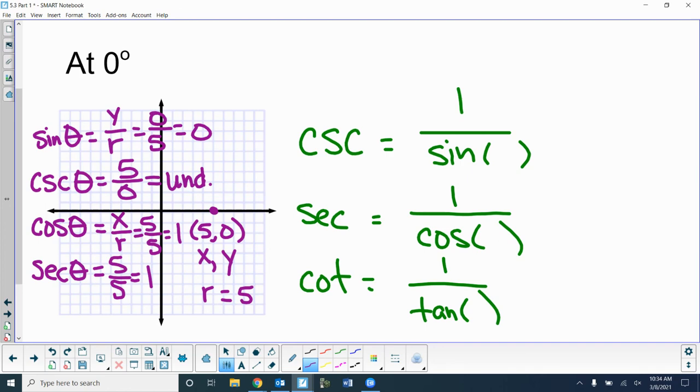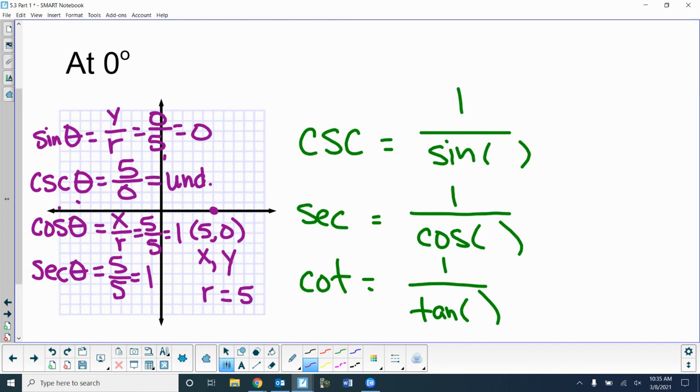You can't draw a picture of a triangle for these. I just made up the point, the 5, 0. I just knew it was somewhere on this x-axis, positive side, because 0 degrees is over here. If they gave me 90, I'd pick a point on this. If they gave me 180 or pi, I'd pick a point over here. You follow what I'm doing?